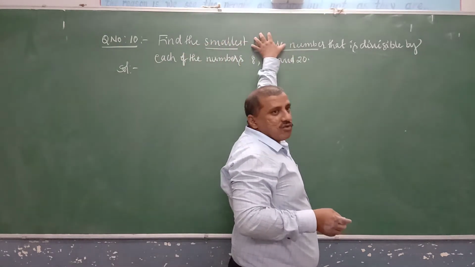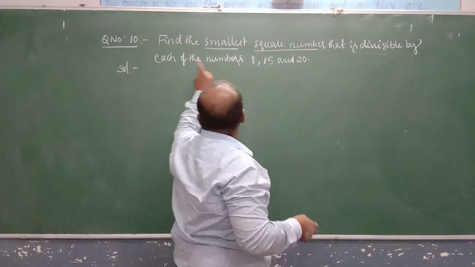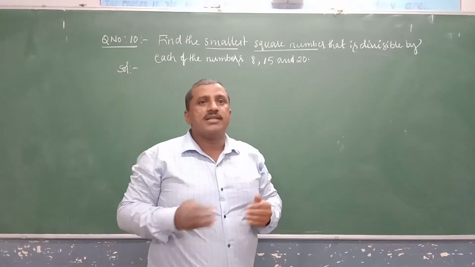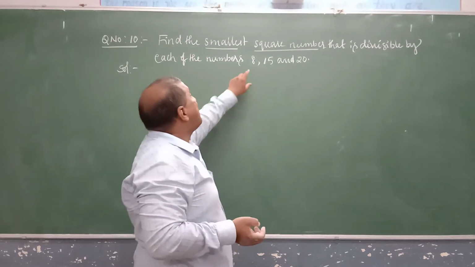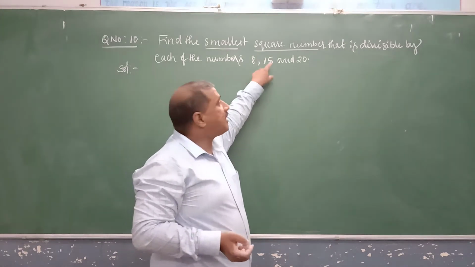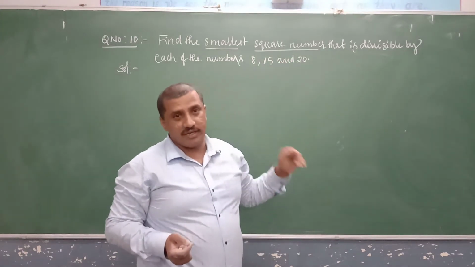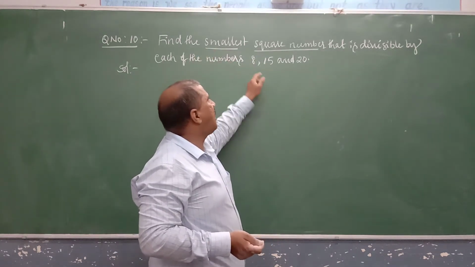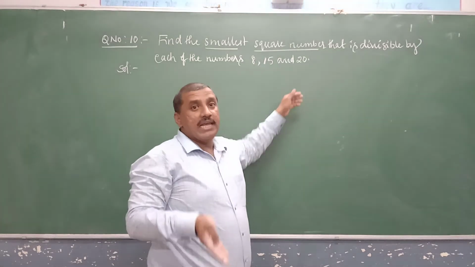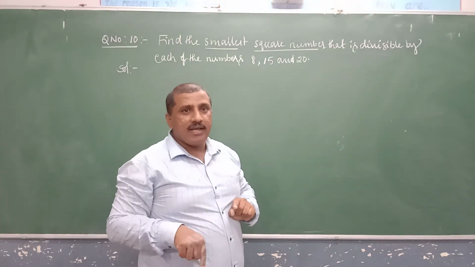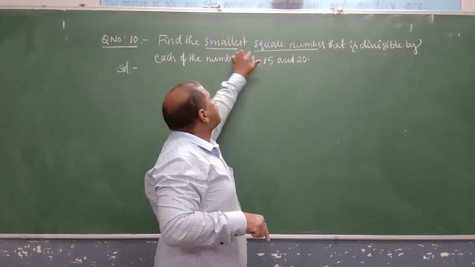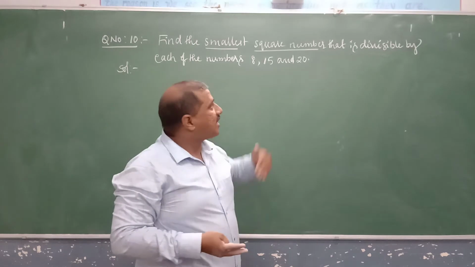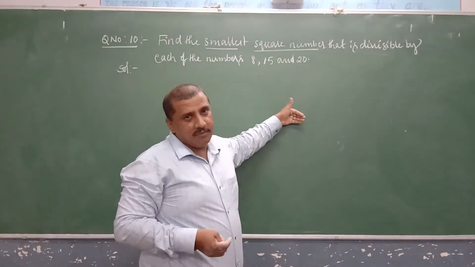You forget for sometimes square. Find the smallest number that is divisible by each of the numbers 8, 15 and 20 means what we will do? The smallest number is nothing but the LCM, that is least common multiple of 8, 15 and 20. So that LCM will give you smallest number that is divisible by 8, 15 and 20. If that LCM is a square number, then that number will be smallest square number. If that is not a square number, we need to convert that number into a square number.